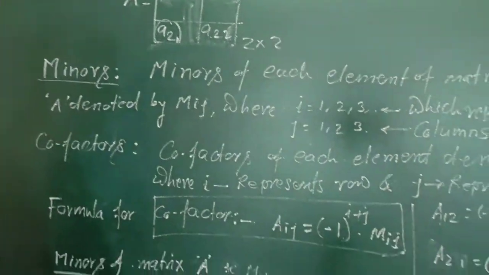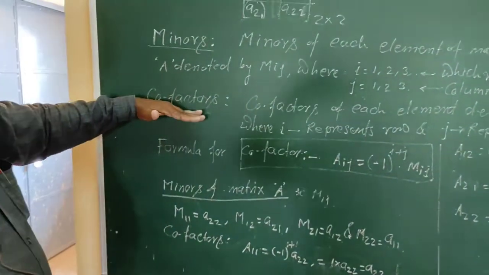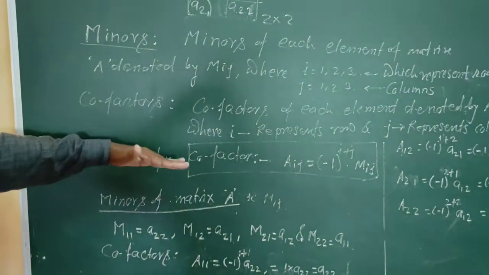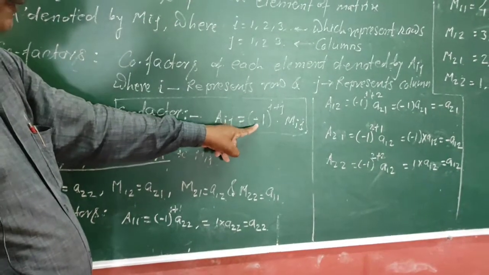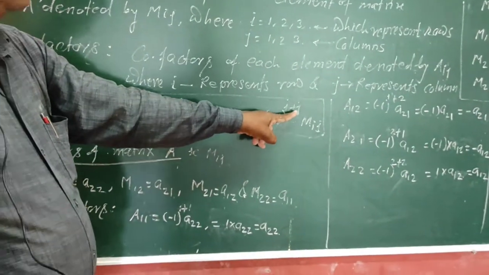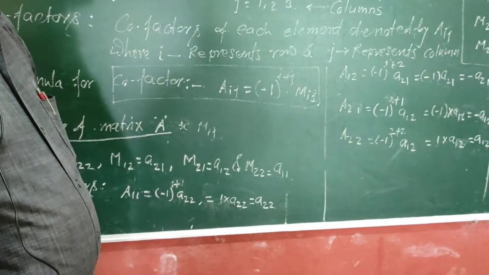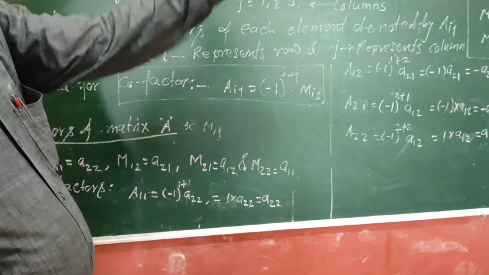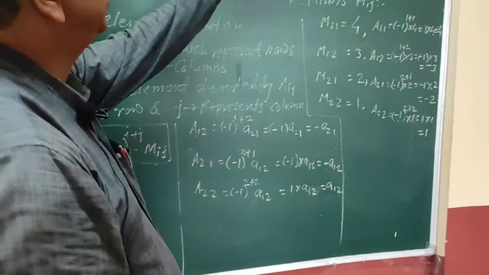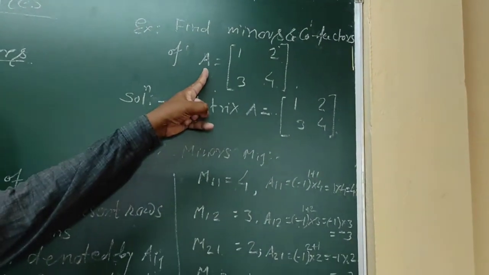So this is the process of how to find the minors and the cofactors using the formula for the cofactors, Aij is equal to minus 1 raised to the power i plus j into Mij. We take a particular example for this: find the minors and cofactors of the matrix A.